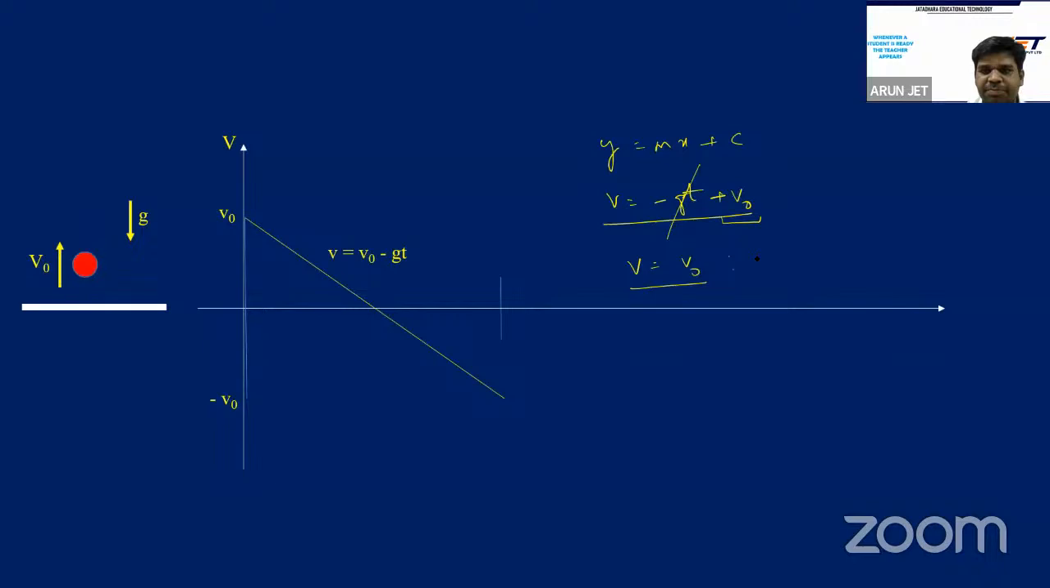That means my initial speed is V naught. When t is 0, that means when I start observing the motion, my speed is V naught. I projected the particle with velocity V naught over here.